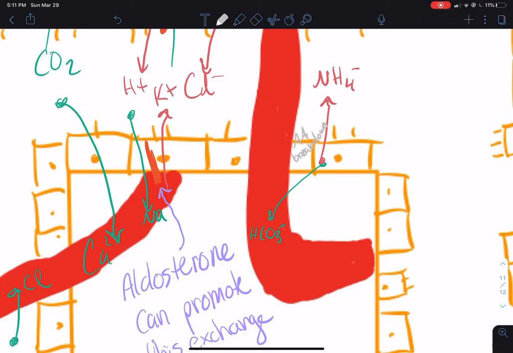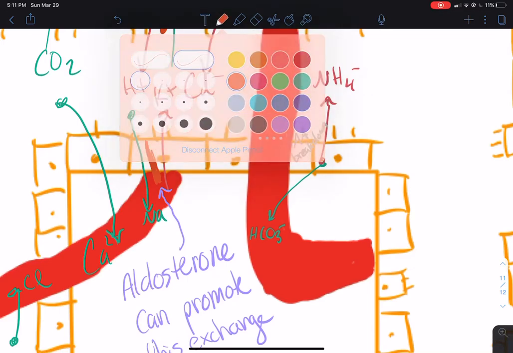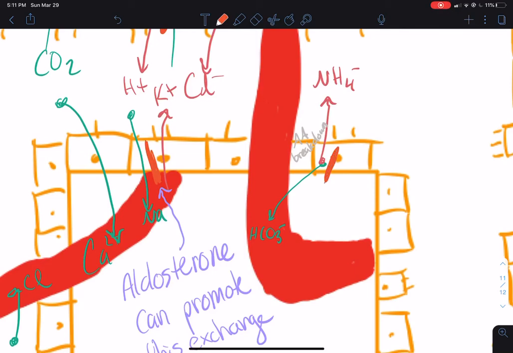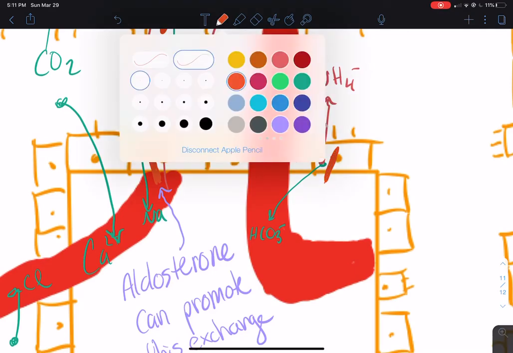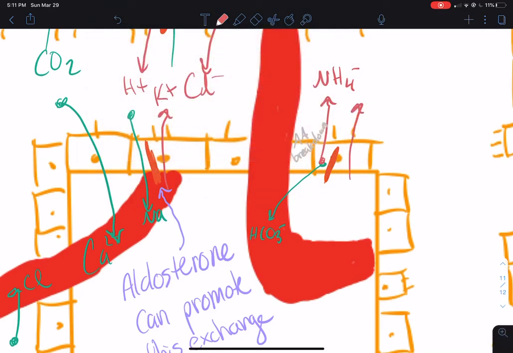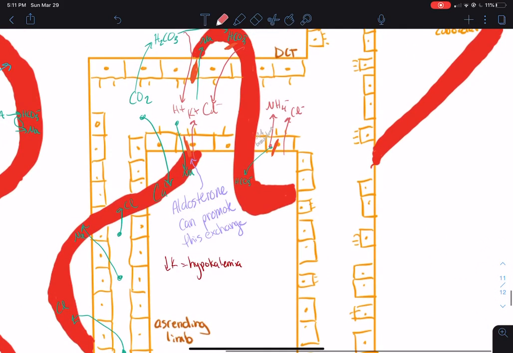But ammonia doesn't like going into the tube by itself. It has to be co-transported with chlorine as well. So again, we're moving more chlorine into the tubular fluid. Okay, so that's all that we care about for the distal convoluted tubule. Now let's move on to the collecting duct.